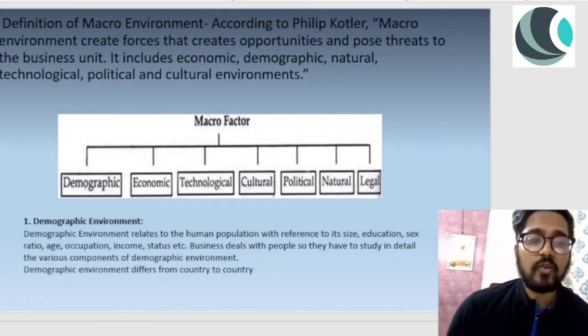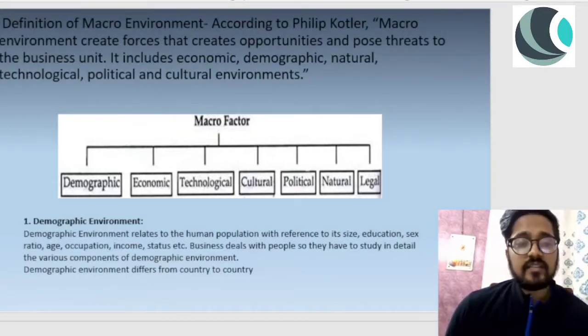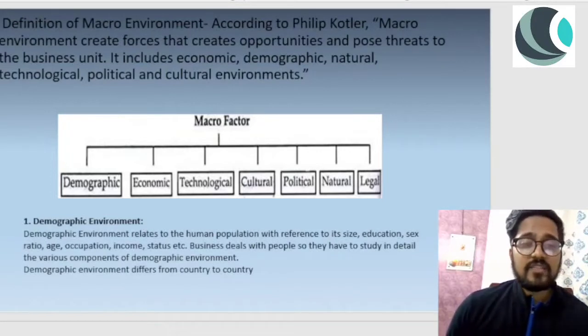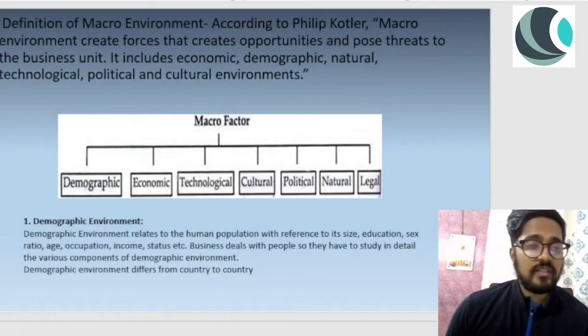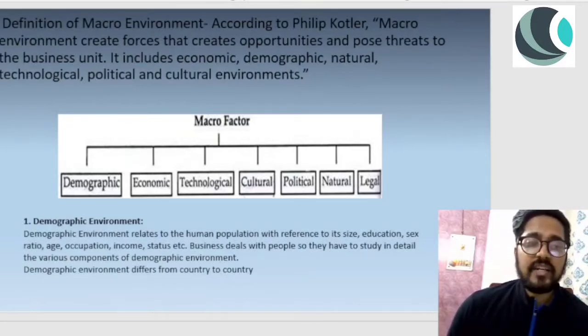These are all the macro factors that you should be aware about: the demographic part, economic, technological, cultural, political, natural, legal. So we'll cover few of them. Demographic environment relates to the human population with reference to its size, education, sex ratio, age, occupation, income, status, etc. Business deal with people, so they have to study in detail the various components of demographic environment.